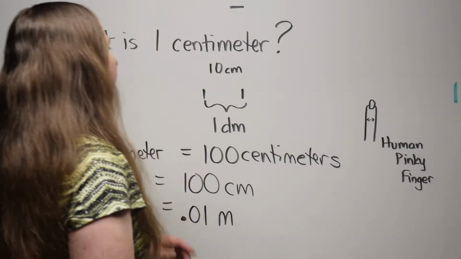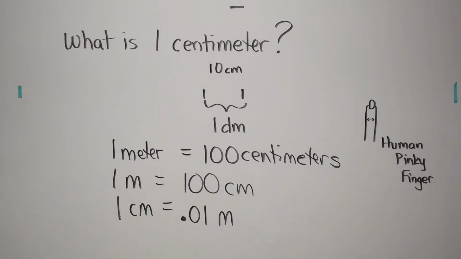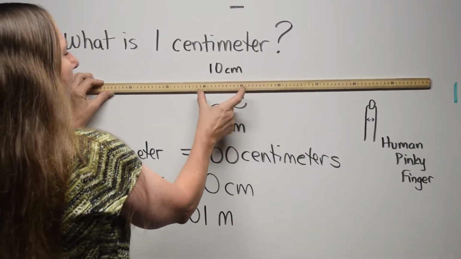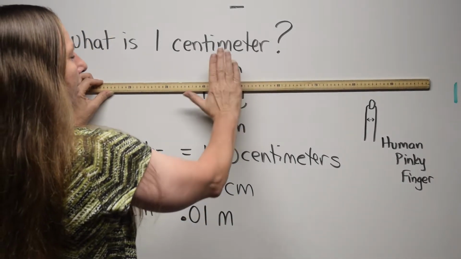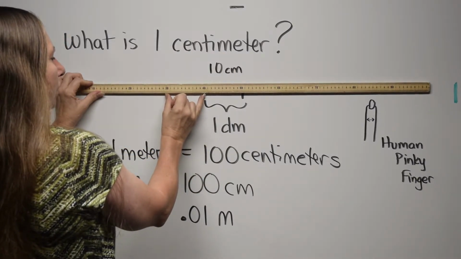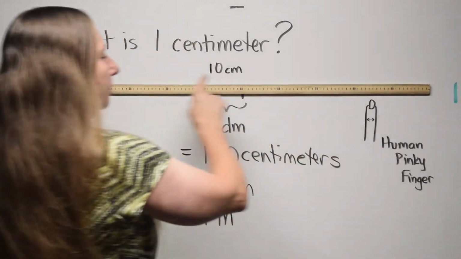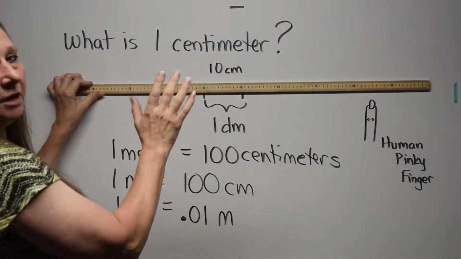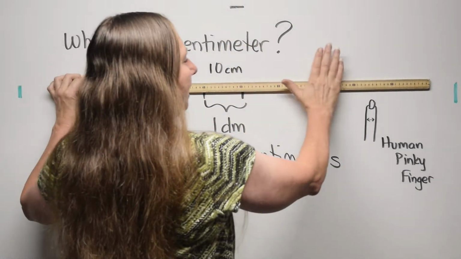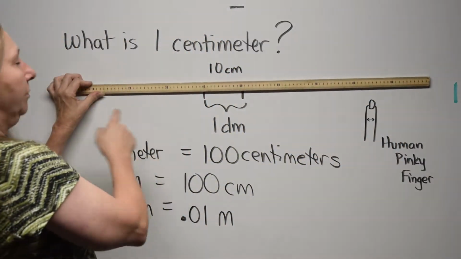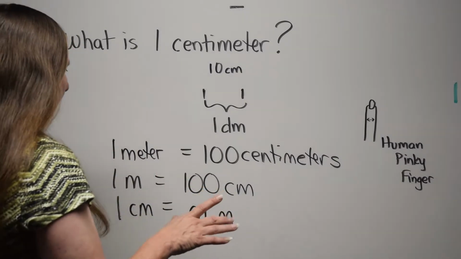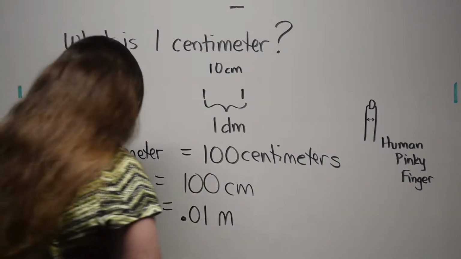So we said that a decimeter, from here to here, that's 1 decimeter, is 10 centimeters. There are 10 decimeters in the meter, and if each of those decimeters is 10 centimeters, you've got 10, 20, 30, 40, 50, 60, 70, 80, 90, 100. You could count them, 1, 2, 3, 4, 5, all the way up to 100 if you like. I prefer to count by tens. 1 meter is therefore 100 centimeters.